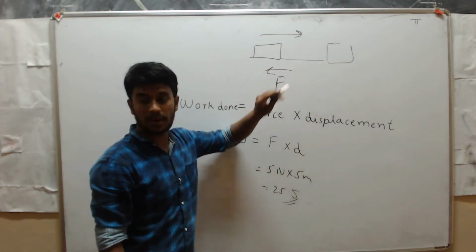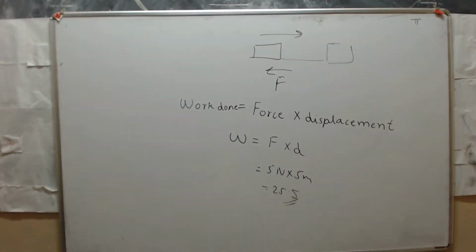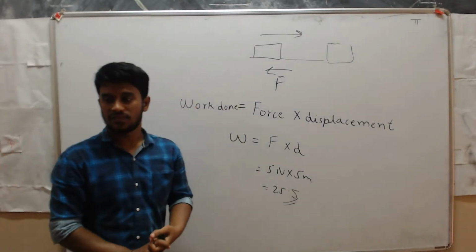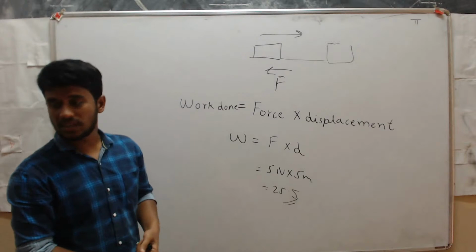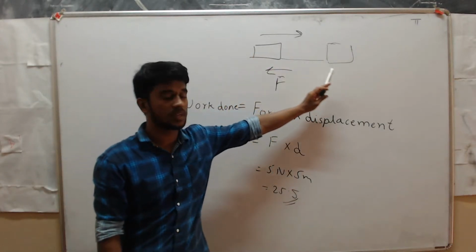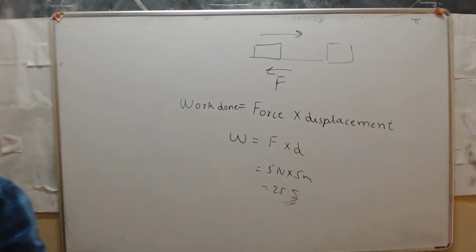Why? Because here you have applied a force. Now tell me, in this case, is work done? So when do you say that work is done? You have to apply force. If force is applied and that object covered some distance, then we can say that work is done. So here also, you have applied a force and that object covered some distance, so clearly we can say that work is done.